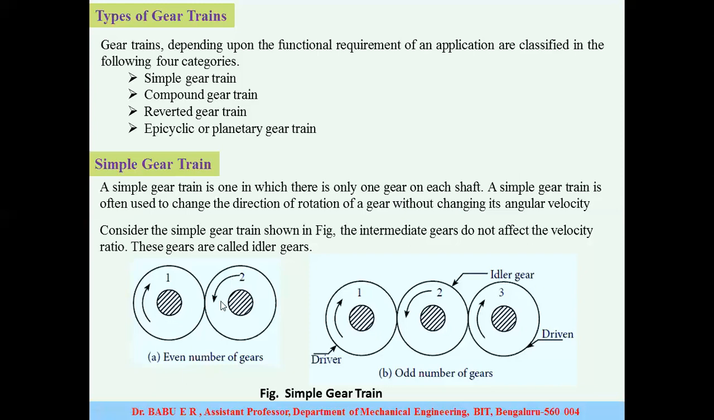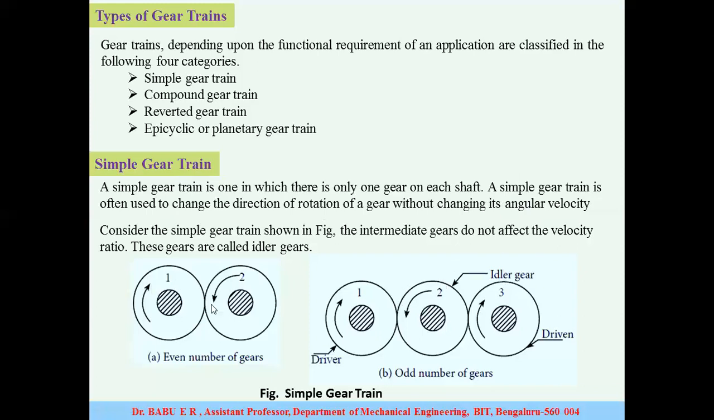A simple gear train is one in which each shaft carries only a single gear. Such a type of gear train we call a simple gear train. A simple gear train is often used to change the direction of rotation of gear without changing its angular velocity. It is generally used to change the direction of rotation of the driven gear.